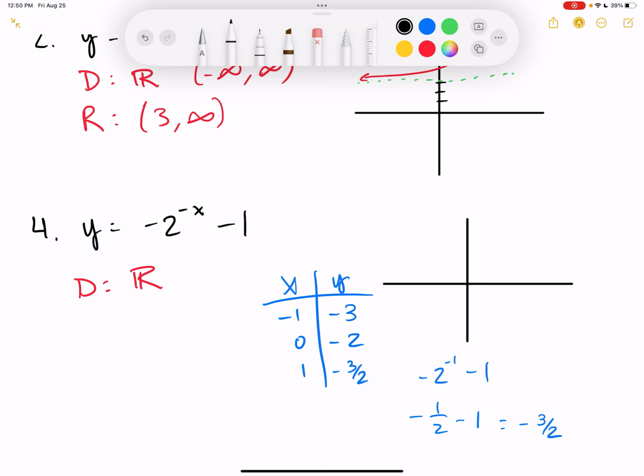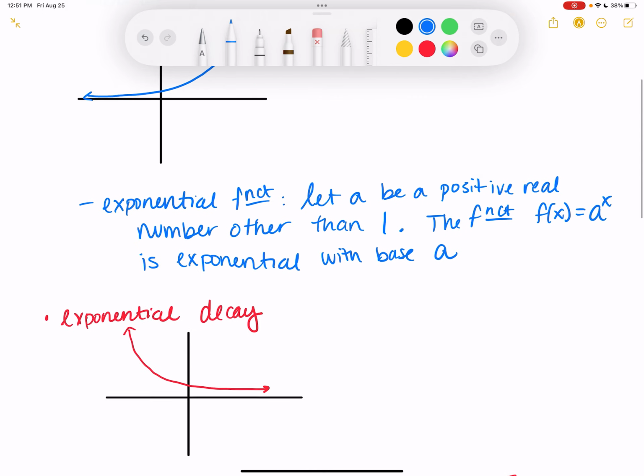So at 1, I'm at negative 1.5. At 0, I'm at negative 2. And at negative 1, I'm at negative 3. So this graph is going to basically be doing this. I know it was shifted down 1 because of this minus 1. So I know that that's where my asymptote's going to end up being because it just shifts with it. Because normally in the parent function, the asymptote's at 0.